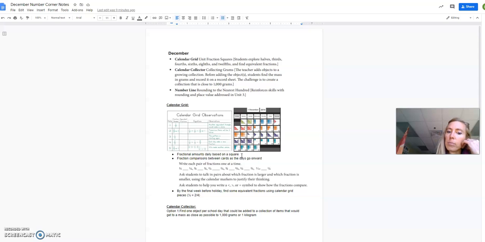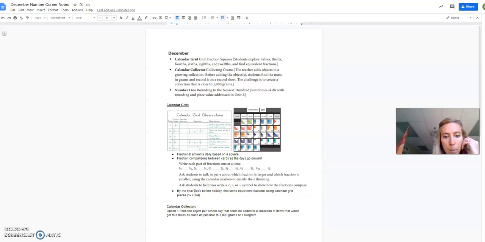You'll get to do that each day if we're here, or if you're going to try to incorporate some of this during a Google Meet session if we were remote. Fraction comparisons between cards as the day goes onward. You could take out 2 of these cards and make a comparison statement. So I could look at 1/3 and compare it to 1/6 and realize which one's bigger and which one's smaller and use some of those inequality signs.